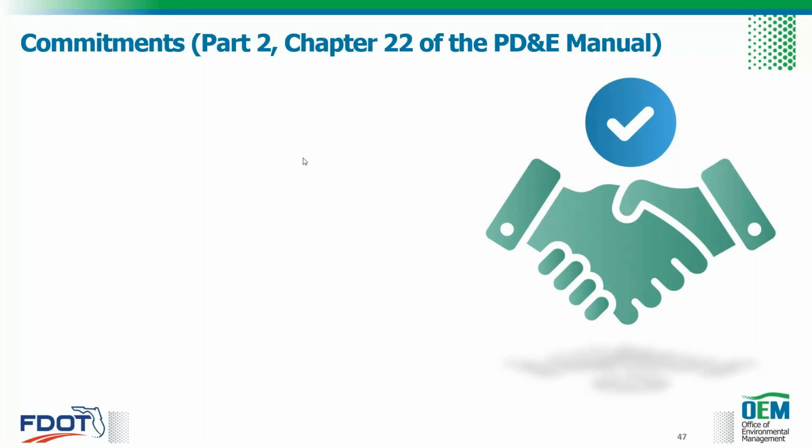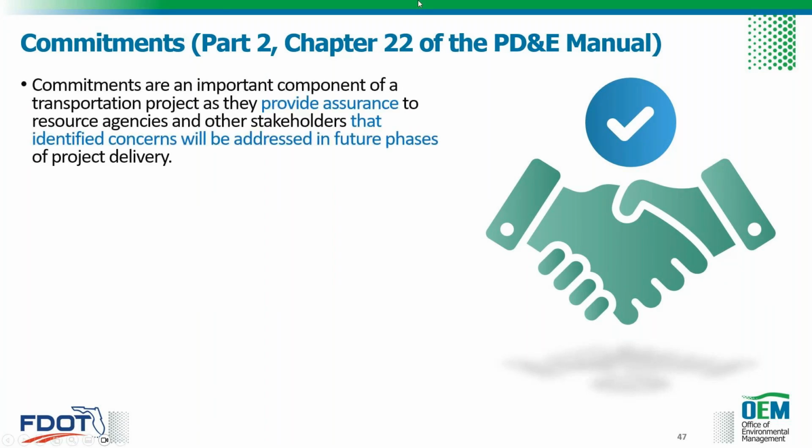When we're talking about documentation, we would be remiss if we didn't bring up commitments, Part 2, Chapter 22 of the PD&E manual. Because commitments made during the PD&E phase are implemented during future project phases, it is very important to ensure that the appropriate documentation and tracking of the commitments is carried through all phases of project delivery. Commitments are an important component of the transportation project as they provide assurance to the resource agencies and other stakeholders that the identified concerns will be addressed in future phases of the project delivery.